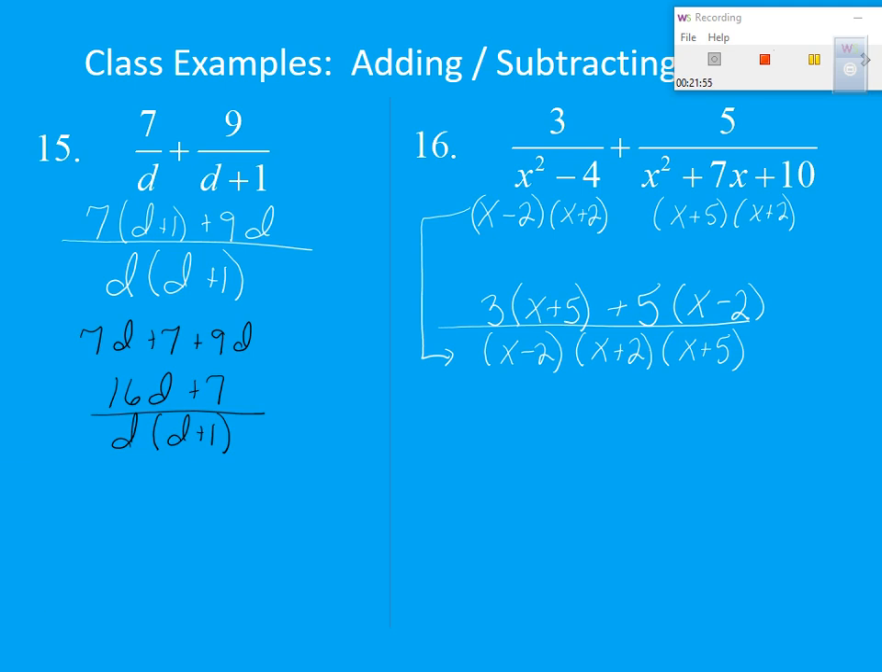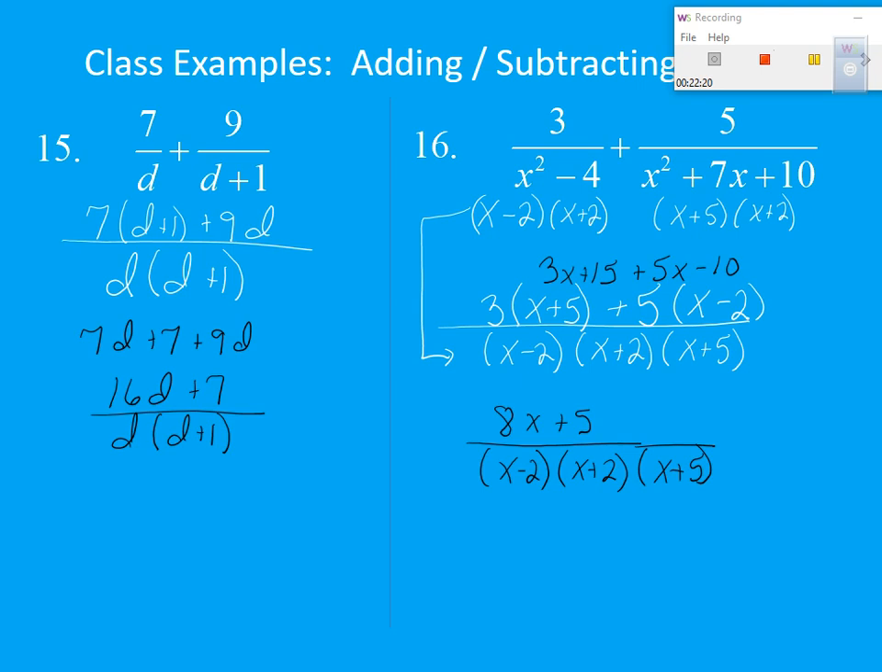Combine your like terms. So I've got 3x plus 15 plus 5x minus 10. Ending answer, 8x plus 5 over, this is another reason we don't want to multiply things out. That would take a little bit. So that's your answer. That is your answer. Okay. I'll go ahead and hit number 17, then I'll skip number 18.